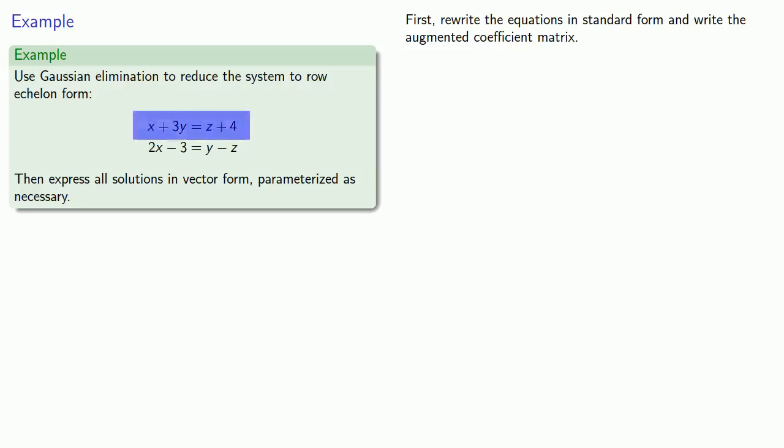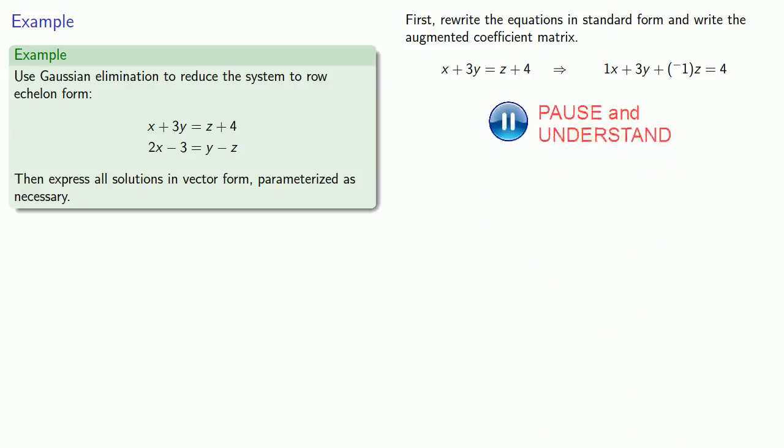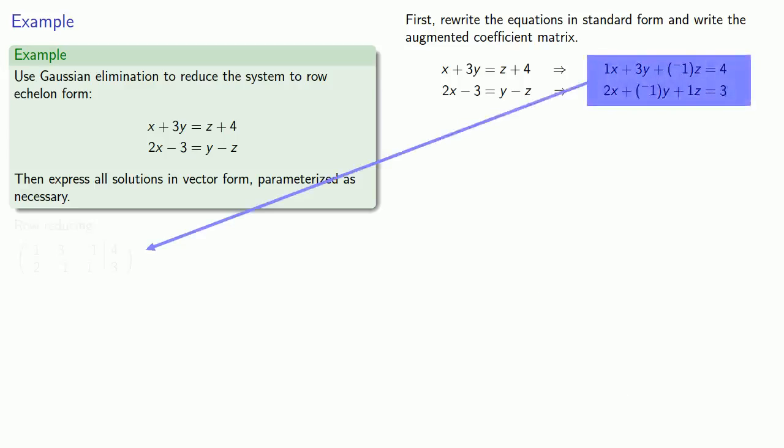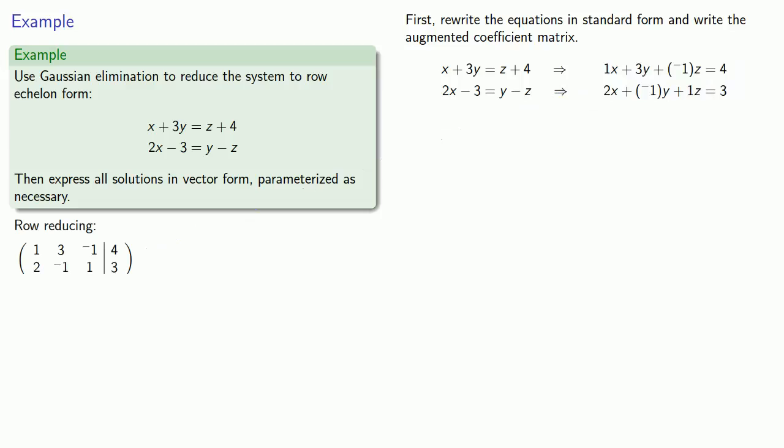So this equation x plus 3y equals z plus 4 becomes 1x plus 3y plus negative 1z is equal to 4. And likewise, 2x minus 3 equals y minus z, getting everything over to the left-hand side, becomes 2x plus negative 1y plus 1z is equal to 3. And now that our equations are in standard form, we can write down the augmented coefficient matrix.